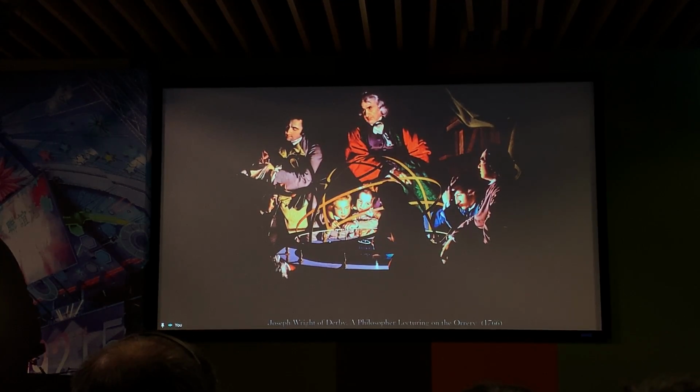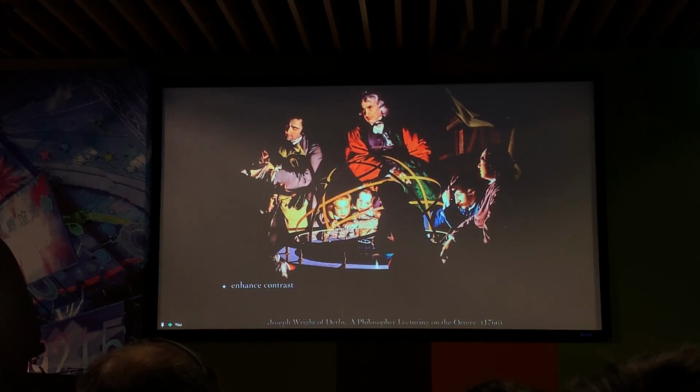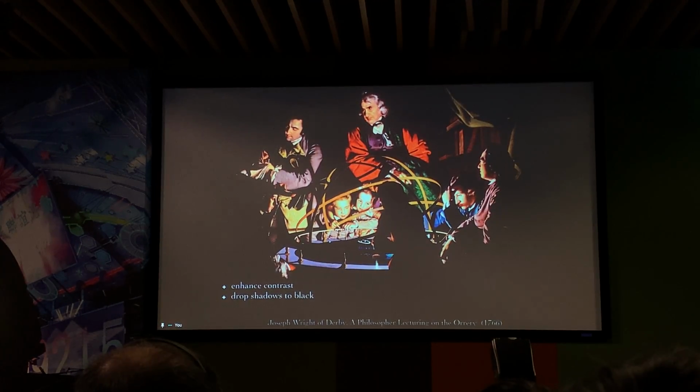So if you go back to Western illusionistic painting from the Age of Enlightenment, they had a number of techniques. They would enhance contrast, the projector is doing a good job of that. They would drop shadows black. So all the shadows here are very black. Again, the projector is making this worse. And they would surround the scene with darkness. There's no question in your mind that this is illuminated with a lantern or a candle in the middle, and that everything else is dark.